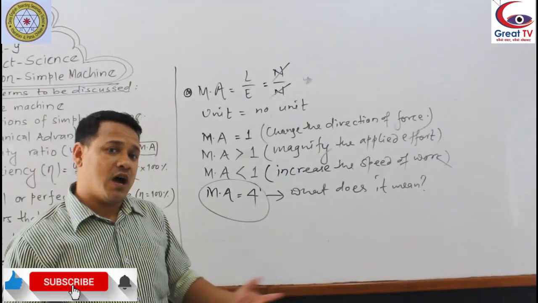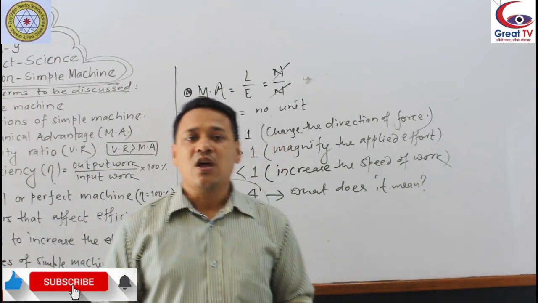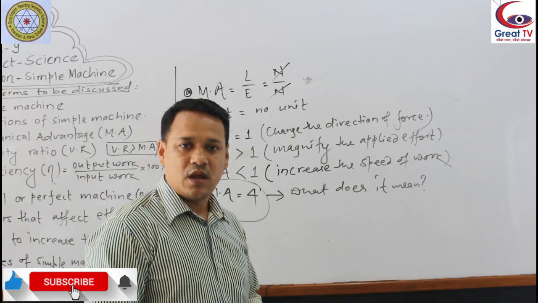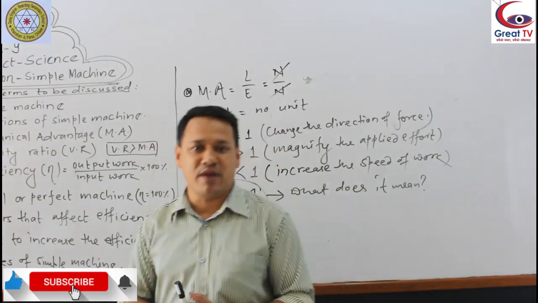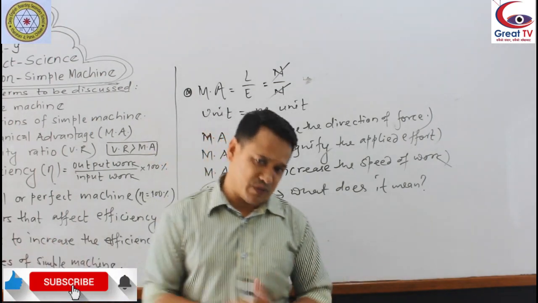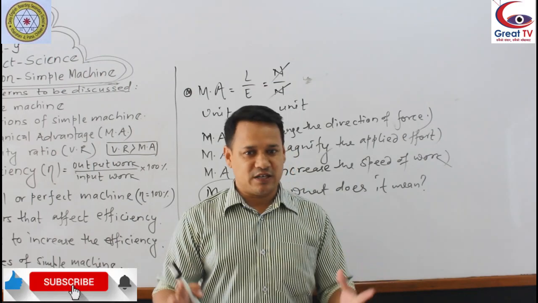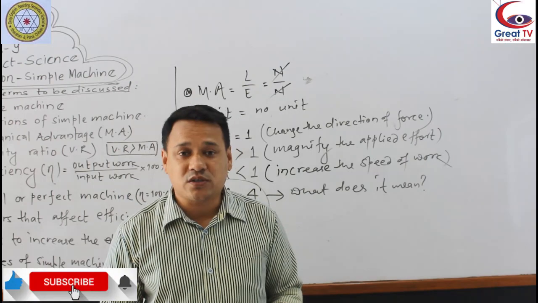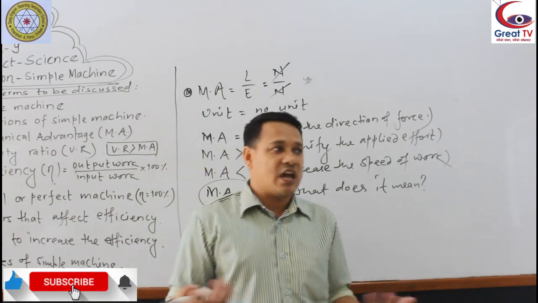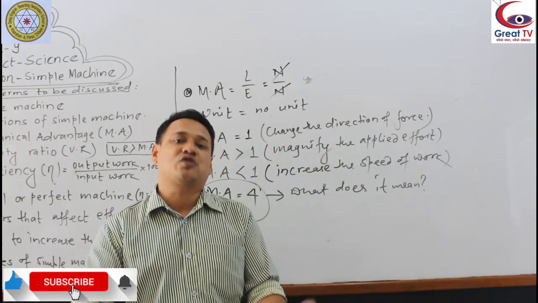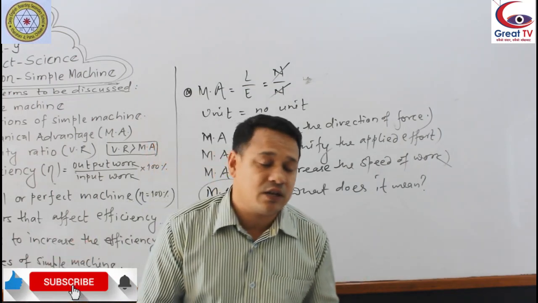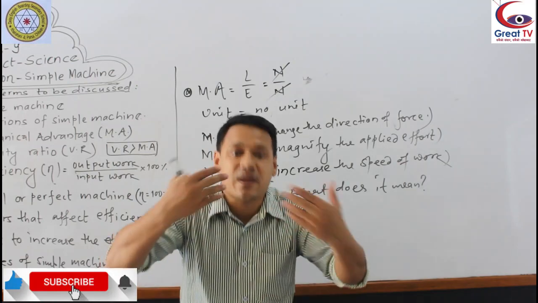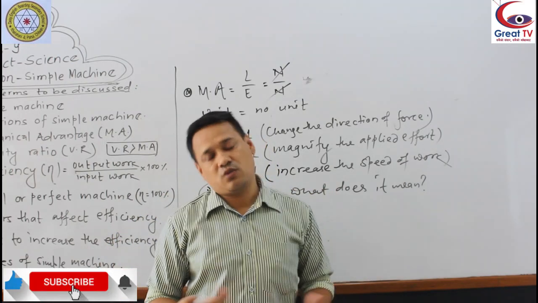So in the exam they may ask, mechanical advantage of a machine is 2. What does it mean? It means 2 times heavier load can be lifted by using any effort. If you use 500 Newton effort, then you can lift a 1000 Newton load. Double the load you can lift.